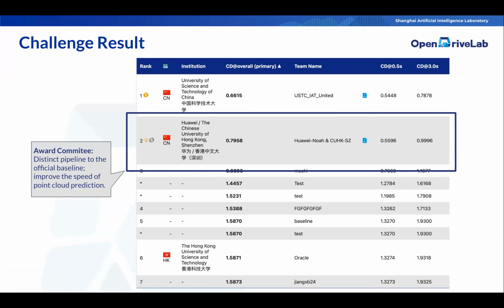The reason for giving the innovative award to the second place team, from the award committee, is that their method is distinct from the official baseline, and they improve the speed of point cloud prediction by decoupling point cloud prediction into occupancy prediction and flow estimation. Unfortunately, the team members of the second team cannot make it to present their method in person to us, so they carefully prepared a video. Let's see the video.